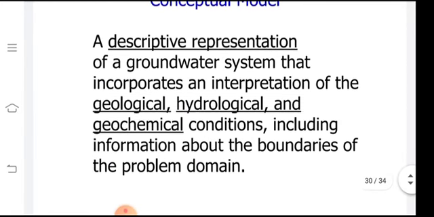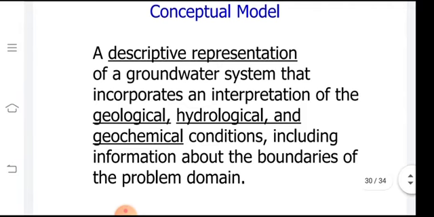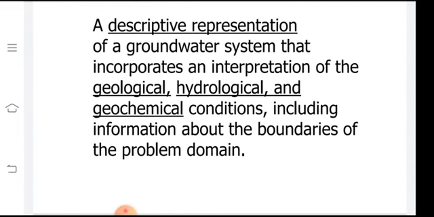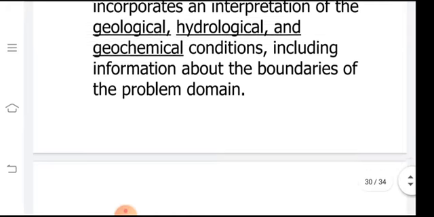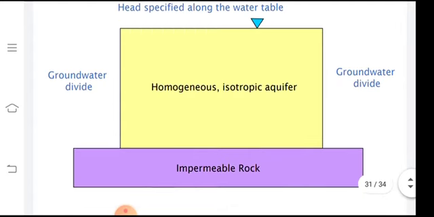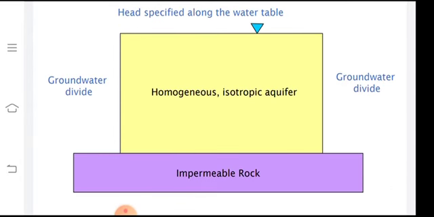This was about the conceptual model, a descriptive representation of a groundwater system that incorporates an interpretation of geological, hydrological, and geochemical conditions, including the boundaries of the problem domain. So this is about what kind of scenarios we will be developing. These scenarios are based on possible conditions, like variation of temperature, variation of location at which we are going to conduct our study, and change in the influx.